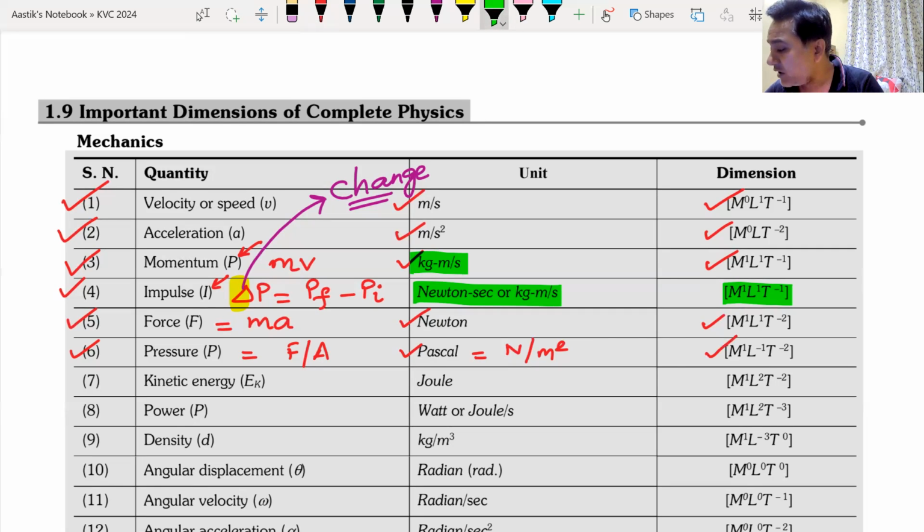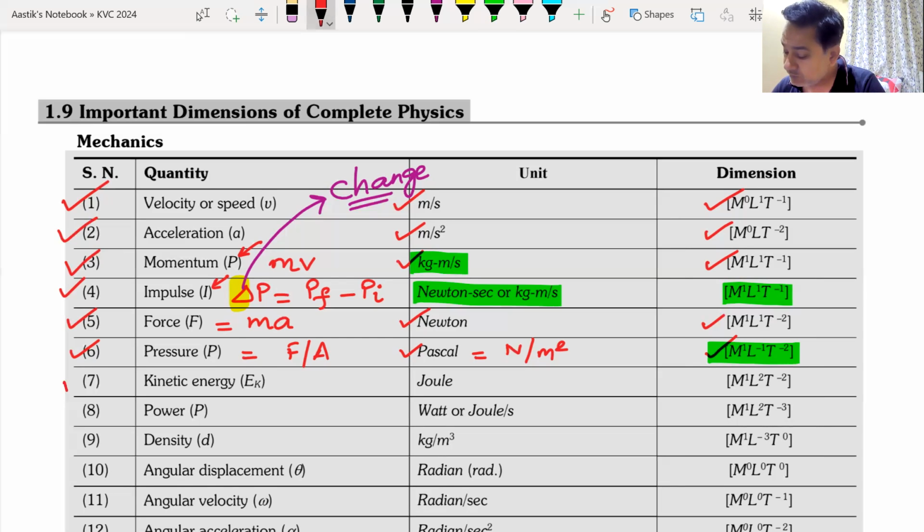Do you understand how I have derived this dimension ML minus 1 T minus 2? I have divided force by area. Force is MLT minus 2. I have divided by area. Area is L square. So MLT minus 2 divided by L square, and you get ML minus 1 T minus 2. Do we understand this? Can I have some response that we understand this? Very good.